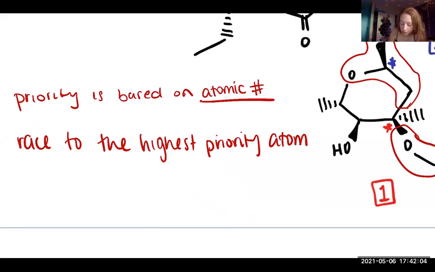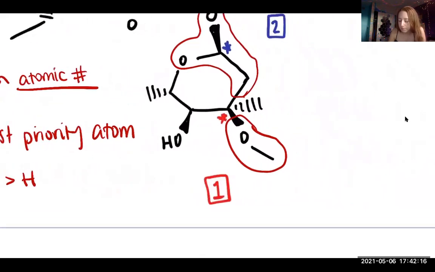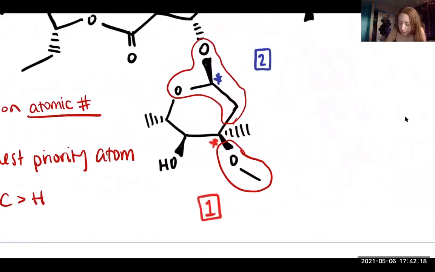So how do we rank priority? Again, we just said atomic number. And so you'll see things like sulfur, which is higher than oxygen, which is higher than nitrogen, which is higher than carbon, higher than hydrogen. And so this is a race here. It takes a few times to branch out to finally get to those oxygens, whereas over here, we just got it in one step. We reached that high priority group.